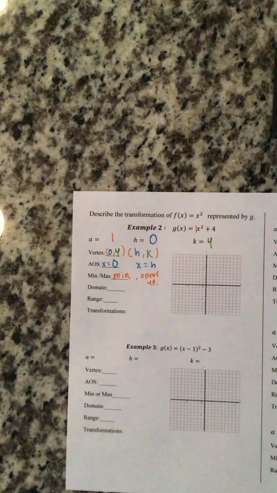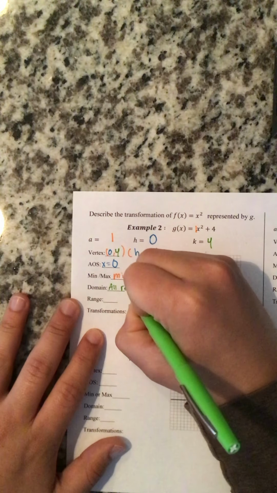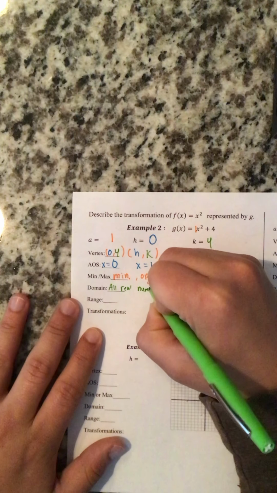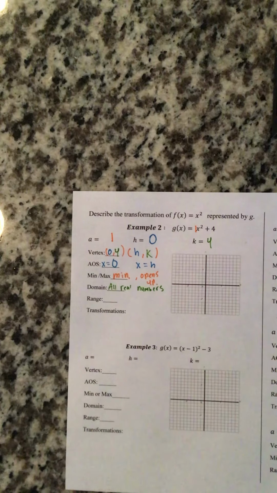Now let's keep going. So again, we're onto the domain. The domain of every quadratic here is going to be all real numbers, okay? All real numbers, just like that, easy.